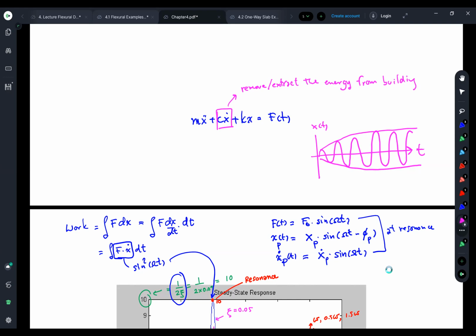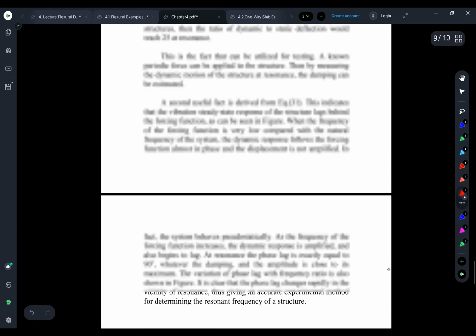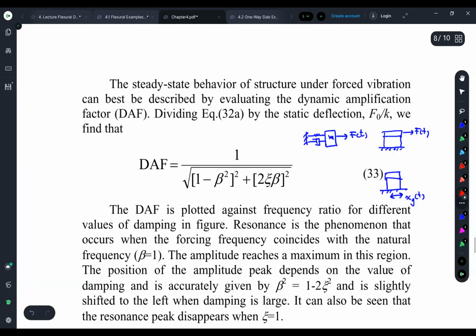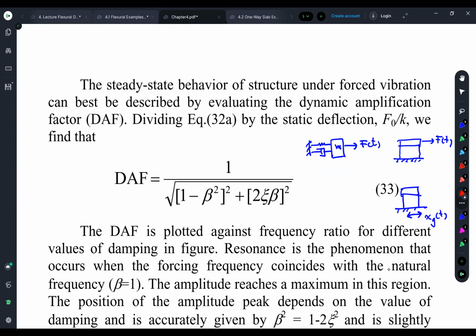Okay? This will prove or show you what happens if I remove this term. If I remove the damping, what happens? I will show you from the mathematics of equation number 33. See, let's look at 33 at resonance, beta equal to 1. This equals 1 for sure. But let the damping ratio be 0. You can see the number, right? It seems like this: infinity.